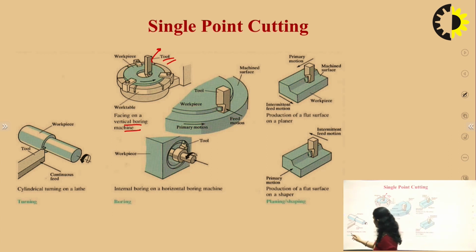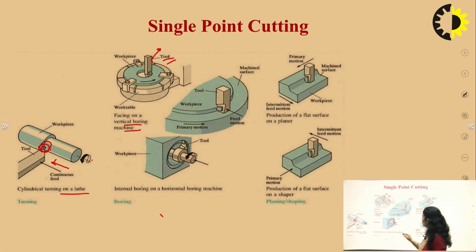Another example is cylindrical turning on a lathe machine. We must have already seen on the lathe machine how we perform turning and facing operations. In turning, this is our cylindrical workpiece and it is rotating, and the tool is moving in this direction. It is in contact with the workpiece with the help of a single point, and the material is removed to reduce its diameter. Now, we can see internal boring on a horizontal boring machine.